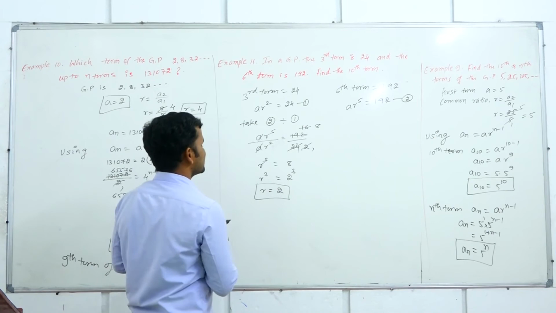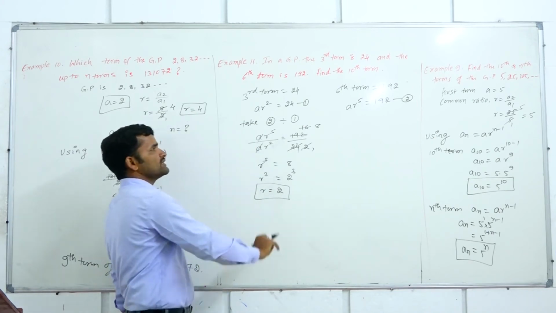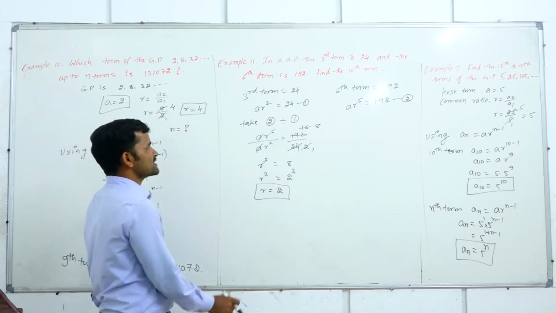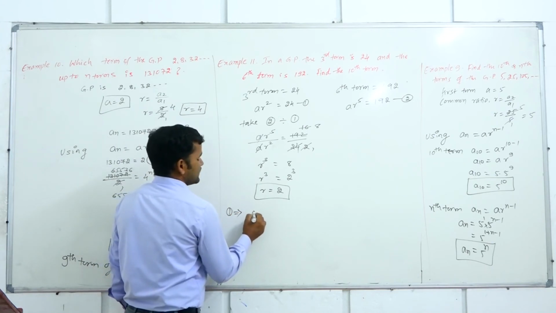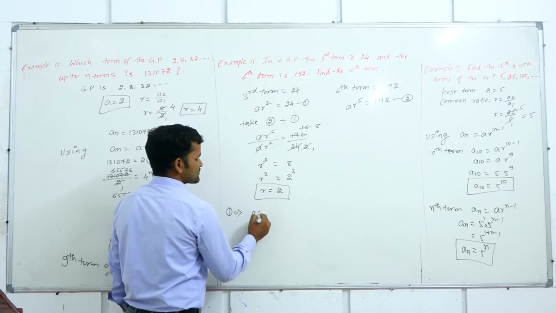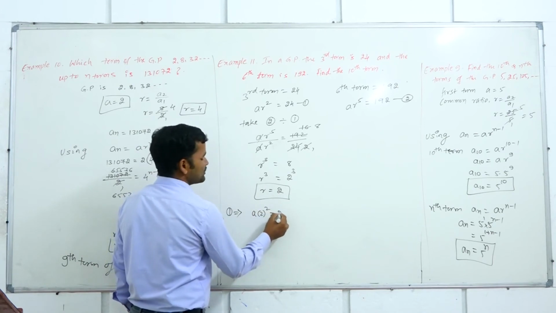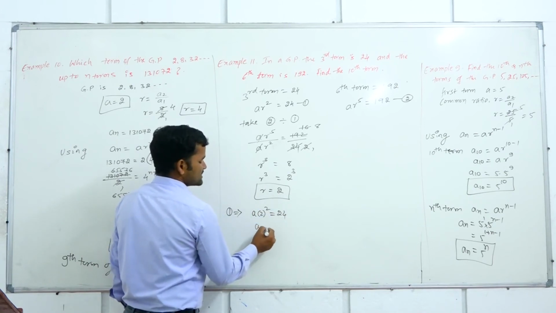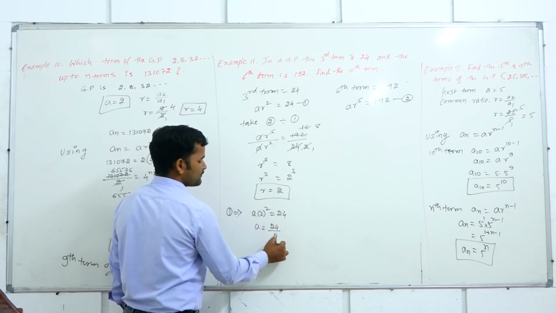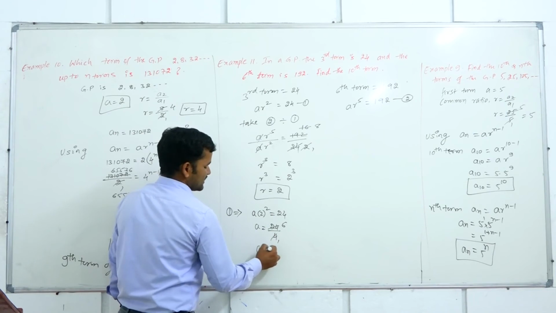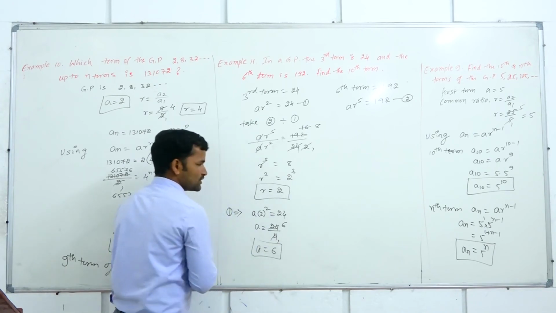To get the first term, you substitute in any one of the expressions. Let me substitute in equation 1. Equation 1 implies A into R, I am substituting 2 square, which is equal to 24. A is equal to 24 by 2 square, means 4. 4 ones are 4, 6. A is equal to 6 we got.